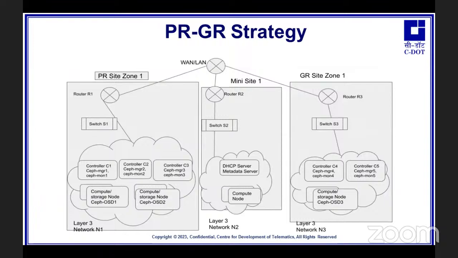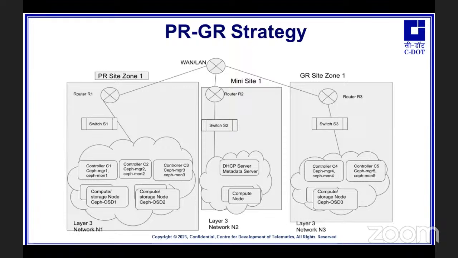One point I want to mention: in the case of PR and GR, we are using the same cloud. For example, the nodes deployed in the PR site or the GR site come under the same cloud architecture. So you can see 3 controllers in the PR site and 2 controllers in the GR site, so overall 5 controllers: 3 for the PR site and 2 for the GR site.